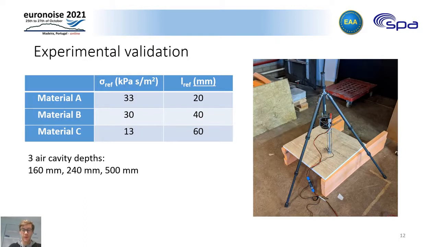All right, so now comes the experimental validation. For this, we used 3 different porous layers that we combined with 3 different air cavity depths. As you can see on the picture, we just simply put the porous layer on top of this air cavity. I think it's a 50 centimeters concrete floor, so quite reflective. And as you can see, those porous layers that we used have different flow resistivities and thicknesses.